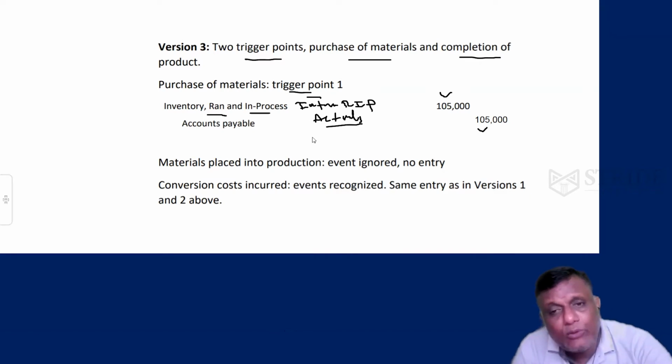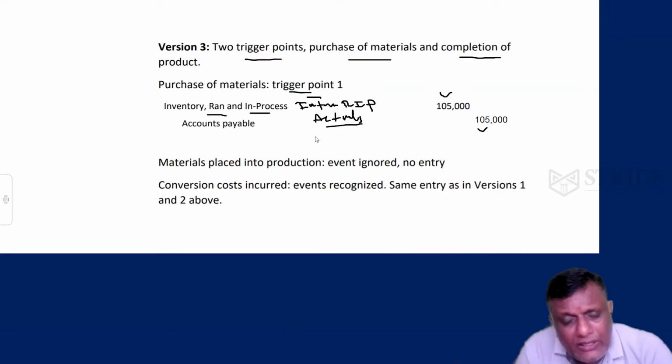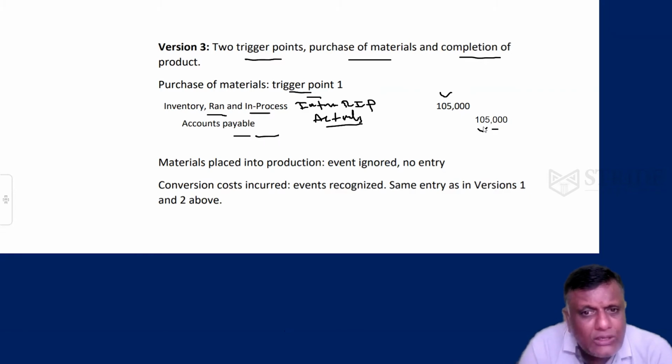Estimation to be transferred to COGS, or to production cost of COGS as the case may be. But actuals we have to transfer raw material cost to accounts payable. How much you have to pay to the supplier? 105,000. Remaining things are as they are. Conversion cost remaining, even when recognized, the same entry we have to do.